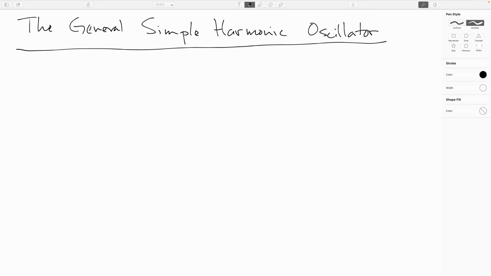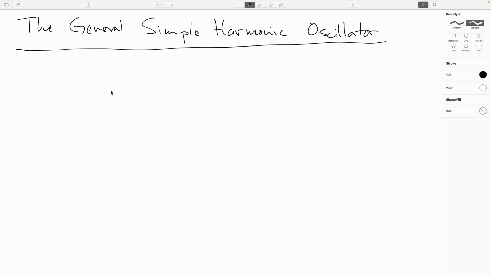As we continue our treatment of simple harmonic motion, I want to start by letting you in on one of the little secrets of the physics world. And that is that one of the big tricks that physicists like to use is recycling results. So here is a good example of that.